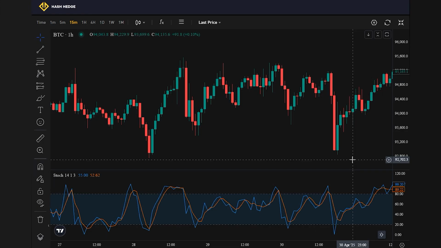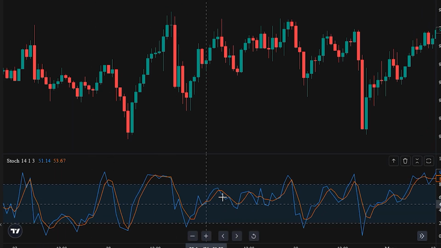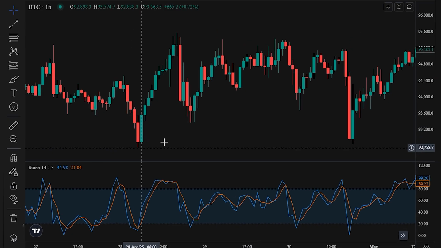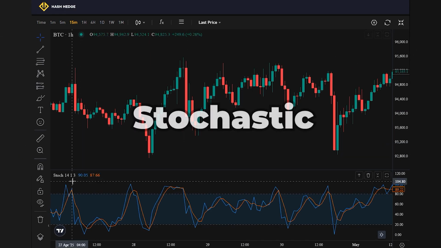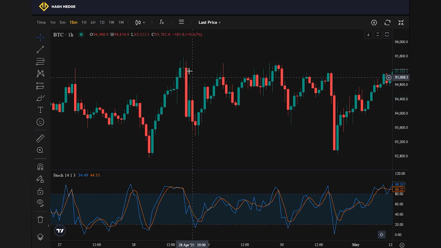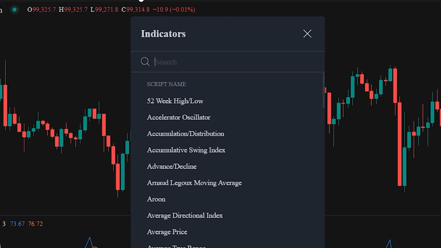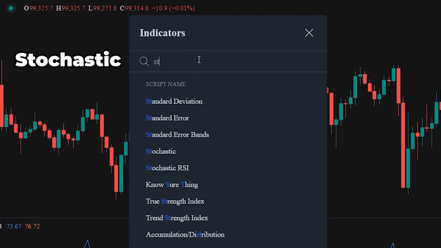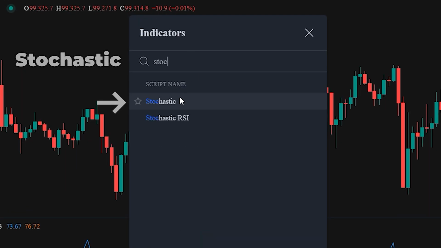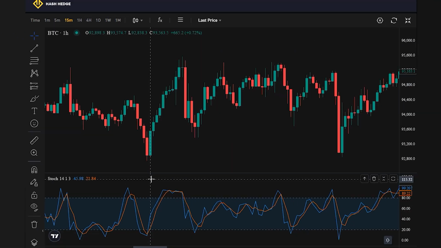Today I will tell you about one of the most popular oscillators, which helps to find such points of bounce from the chart. This is Stochastic. In order to install the indicator, you need to enter Stochastic in the indicator selection menu on the platform and click search, and it will appear on the screen.